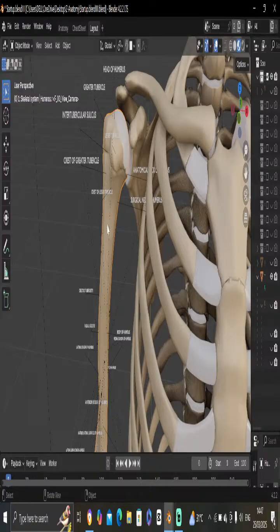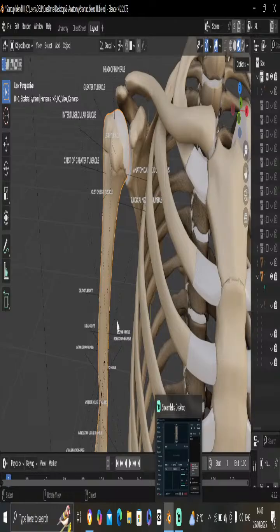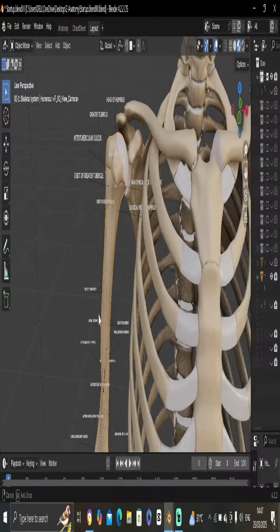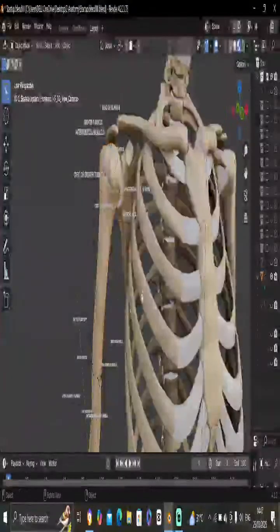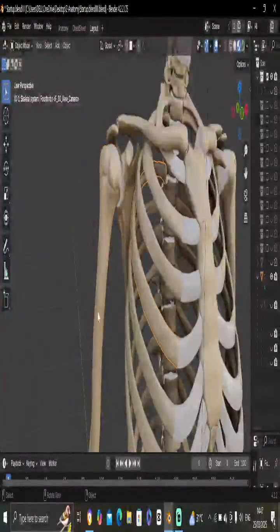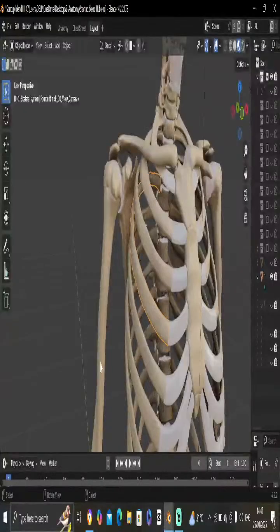Then from there, we'll go to the shaft of the humerus. The shaft of the humerus is basically cylindrical in cross section. Let me remove the labeling. Just distal to the tubercle, we have the shaft of the humerus.